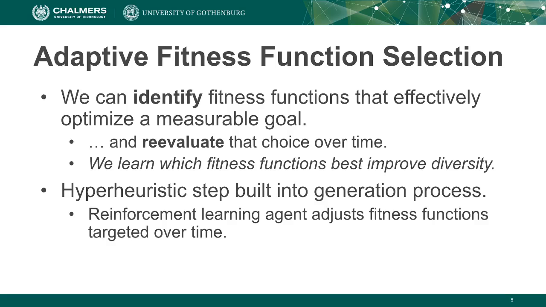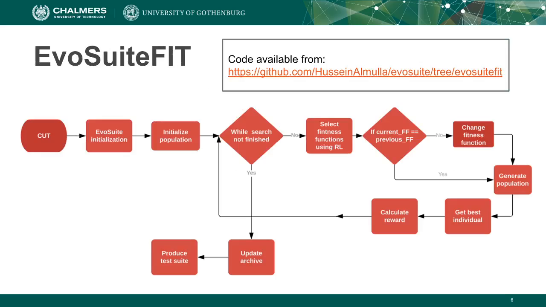Identifying this set of fitness functions is a secondary search problem, one that could be tackled as an additional hyper-heuristic step within the normal test generation process using reinforcement learning. We call this process adaptive fitness function selection. So adjusting the set of fitness functions can be considered as an instance of the n-armed bandit problem. Given a measurement of diversity, every action we take, every choice of fitness functions has an expected reward, an expected increase in diversity when it's selected.